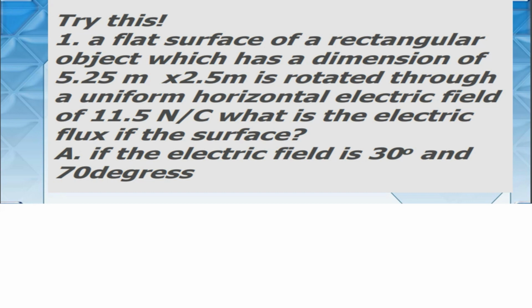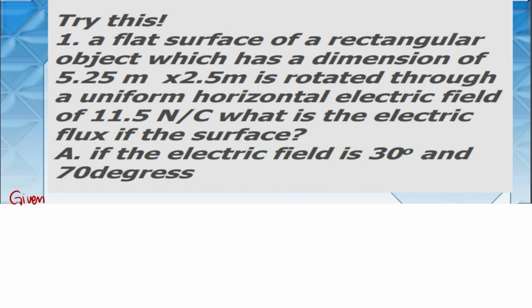Now let's try to answer the problem related to electric field and electric flux. Here I have a flat surface of a rectangular object which has a dimension of 5.25 meters by 2.5 meters. It is rotated through a uniform horizontal electric field of 11.5 newtons per coulomb. What is the electric flux if the surface, letter A, if the electric field is at 30 degrees and letter B, at 70 degrees. But first, let's try to solve for our electric flux at a surface. So let's write first the given.